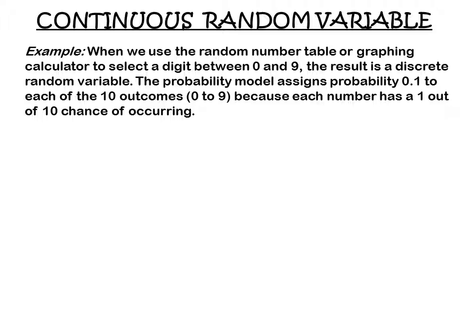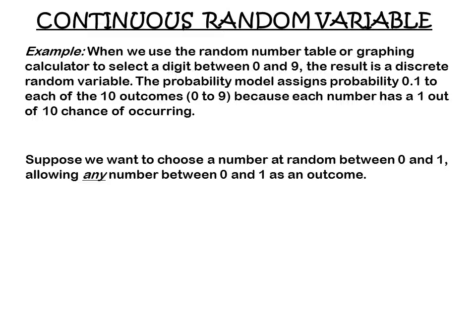So 1, it's a random chance experiment because the random number table and the graphing calculator generate these numbers randomly. And 2, it's discrete because our outcomes are all whole numbers, nothing in between. So again, the probability of getting one of these numbers between 0 and 9 is a 1 out of 10 chance, or 0.1.